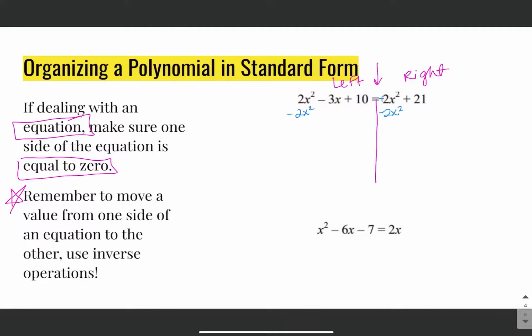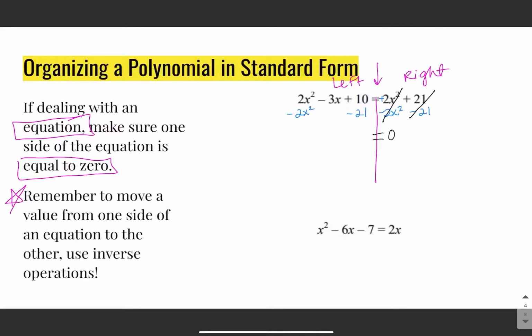All right, I then need to move positive 21, so that would be minus 21. I'm going to put that under the 10 because again, those are the same terms. So negative 2x squared minus 2x squared, that would be 0. Negative 21 plus 21, that would also be 0.